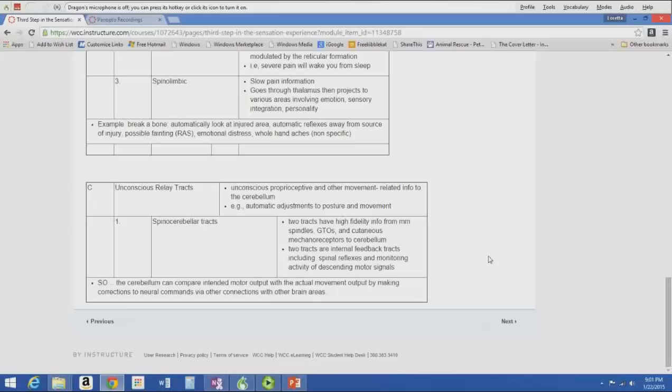There are two tracts that have high fidelity information from muscle spindles, Golgi tendon organs, and cutaneous mechanoreceptors that go to the cerebellum. Those are our nerve endings in our muscles, in our tendons, and in our skin. There are also two tracts that are internal feedback tracts, including spinal reflexes and monitoring the activity of descending motor signals. So there's a lot going on in those spinocerebellar tracts, but it's all going on unconsciously. It's stuff that we do automatically. We don't even think about it. Okay?